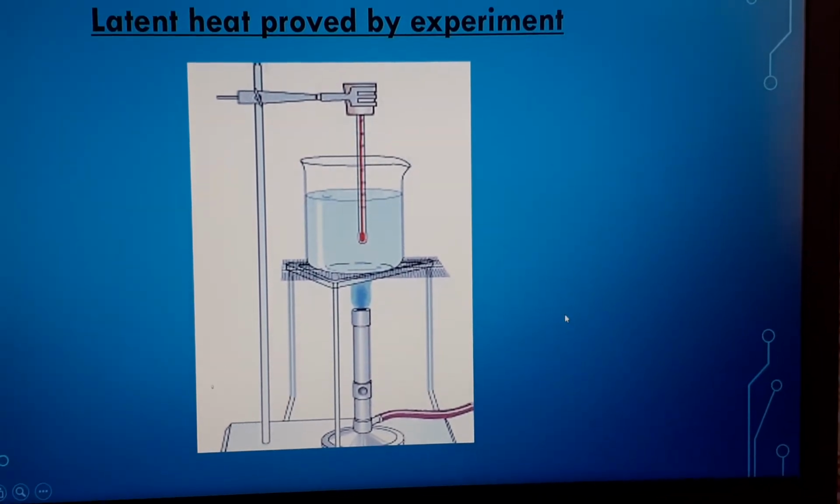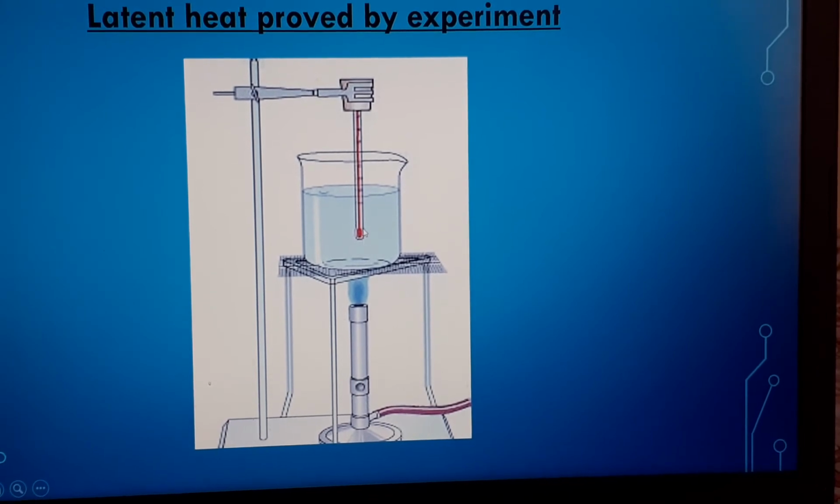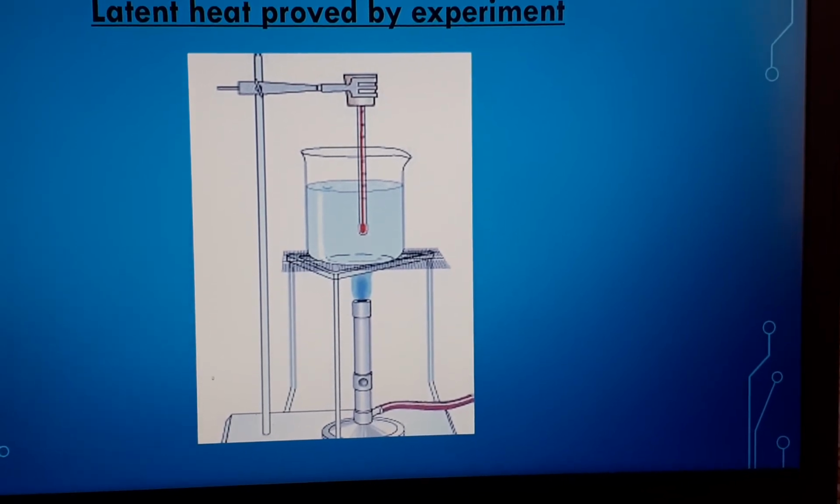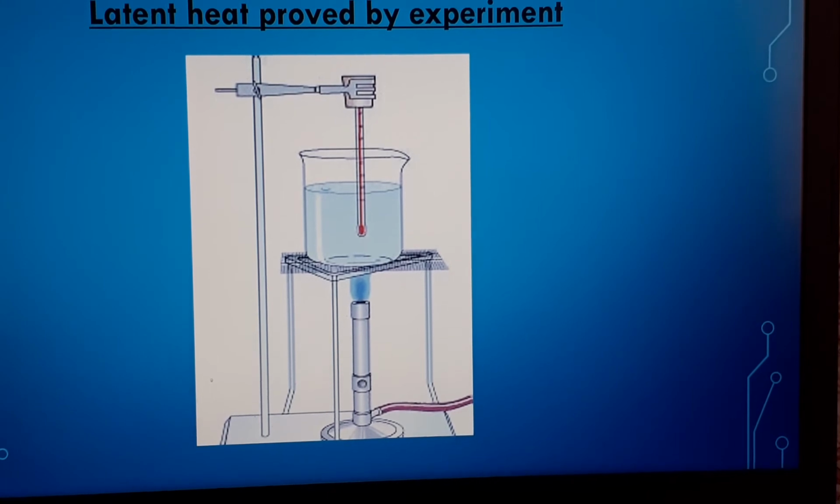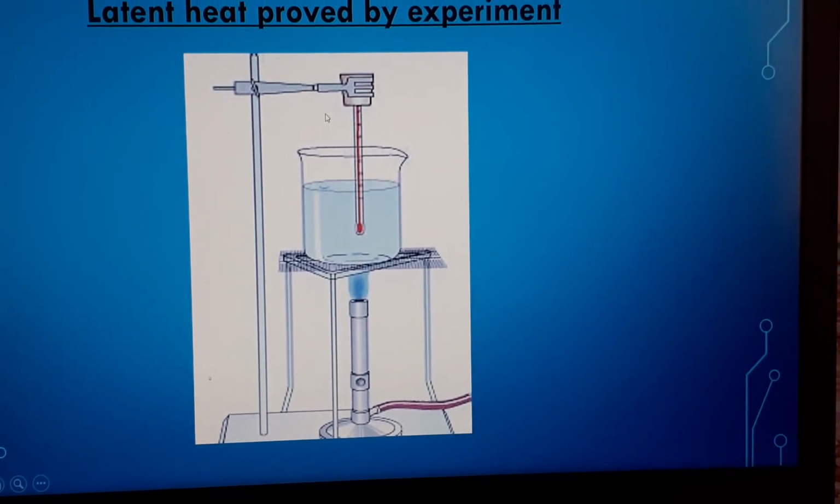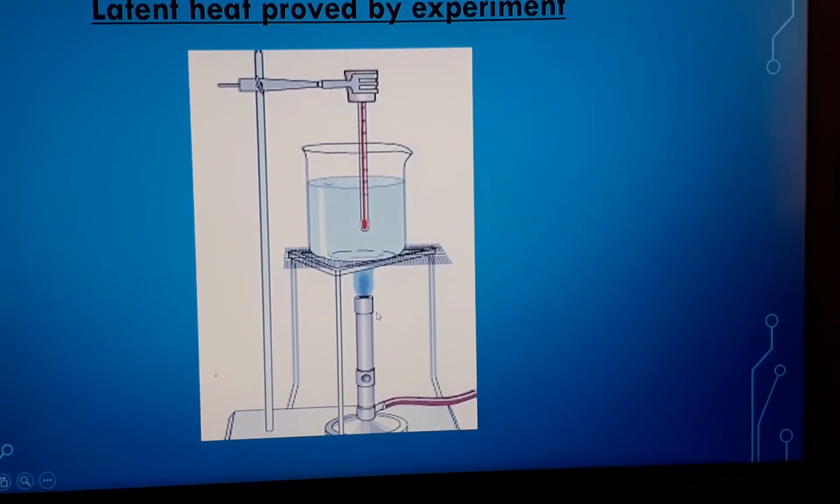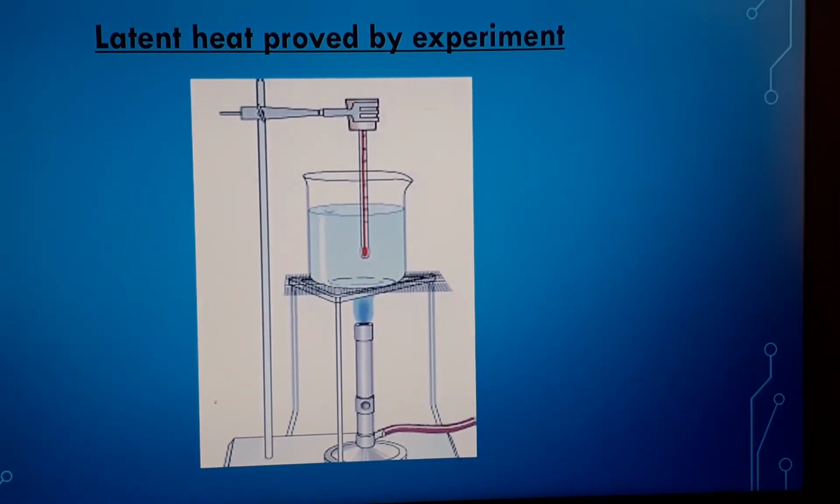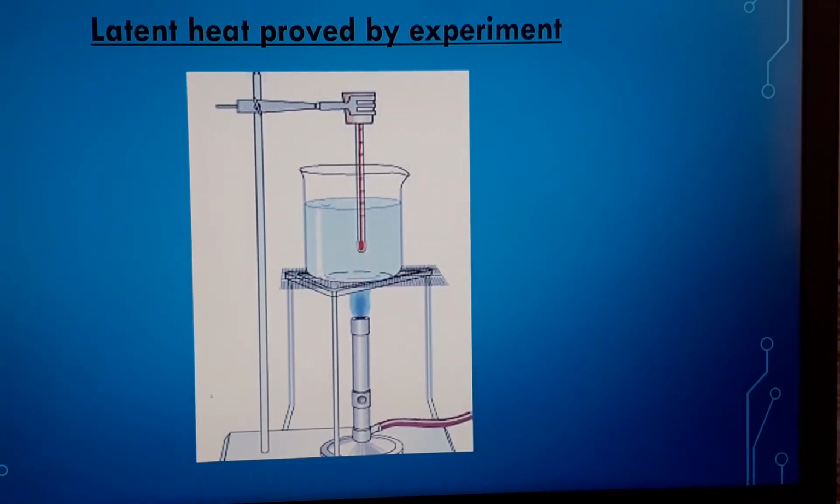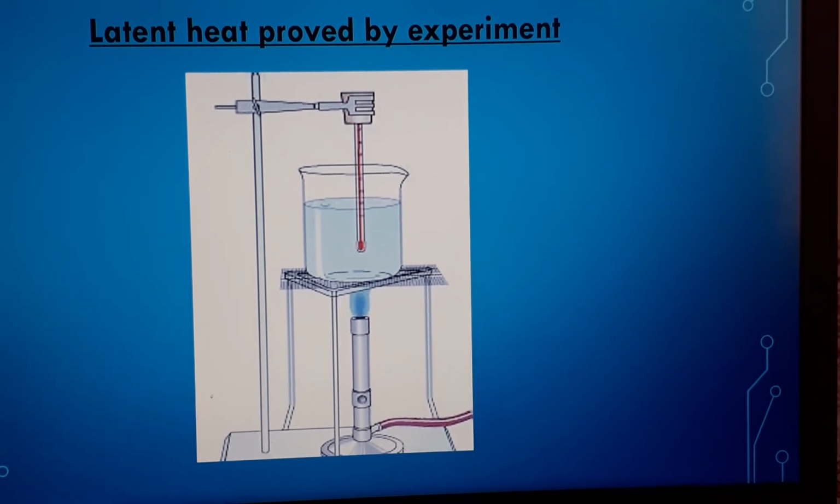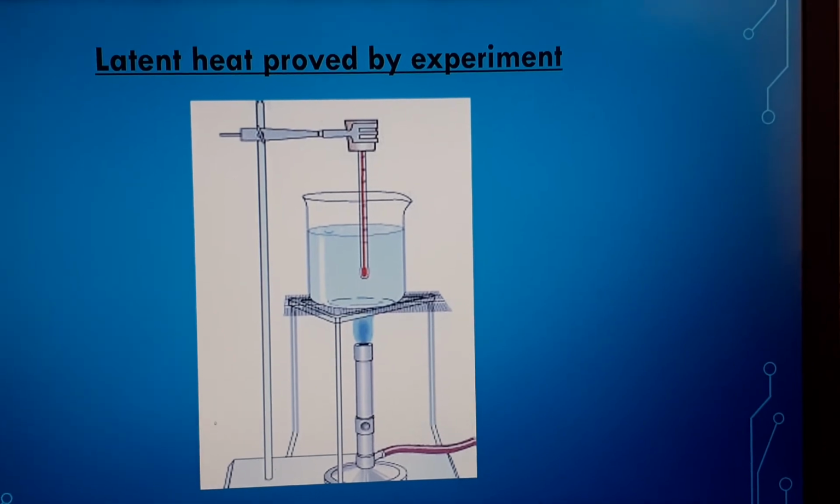But the gas burner is still burning, and the temperature is not rising. Why is it not rising? This is said to be the latent heat. The thermometer shows the reading 100 degrees Celsius only, but I am giving energy with the help of the burner, that is heat. The thermometer is not showing any increase in measurement. Why is it so?